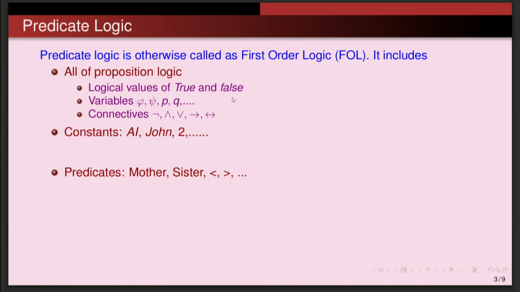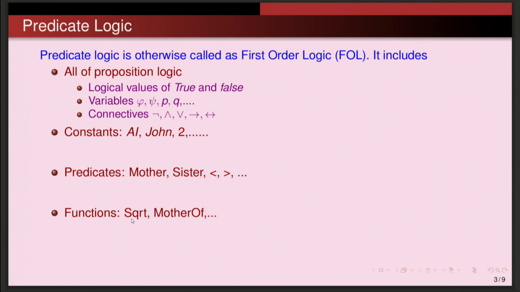Third is the predicate. This is a major difference between the predicate and the proposition logic. For example, in the predicate we would describe something as mother, mother of, sister of, less than or greater than. These symbols or items are called predicates. Another one is a function. A function is the square root or mother of. Earlier I said mother, it is going to be within brackets, say x and y.